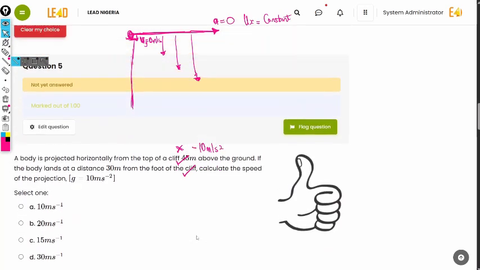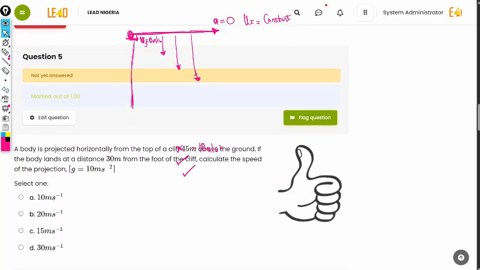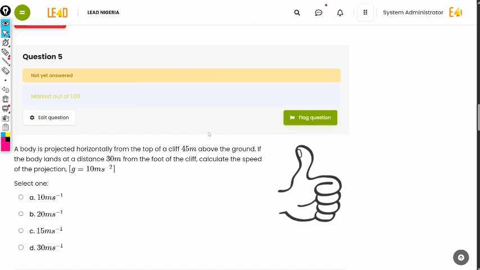Let's take on question 5. Question 5 says, a body is projected horizontally from the top of a cliff 45 meters above the ground. The body lands at a distance 30 meters from the foot of the cliff. Calculate the speed of the projection, and we are given g as 10 meters per second squared.